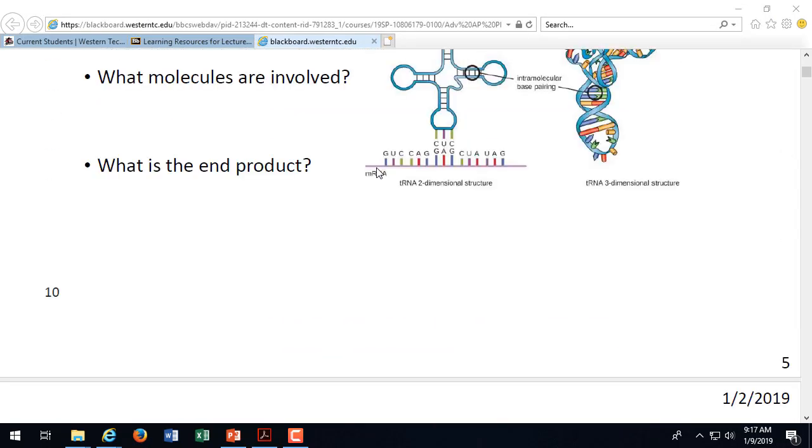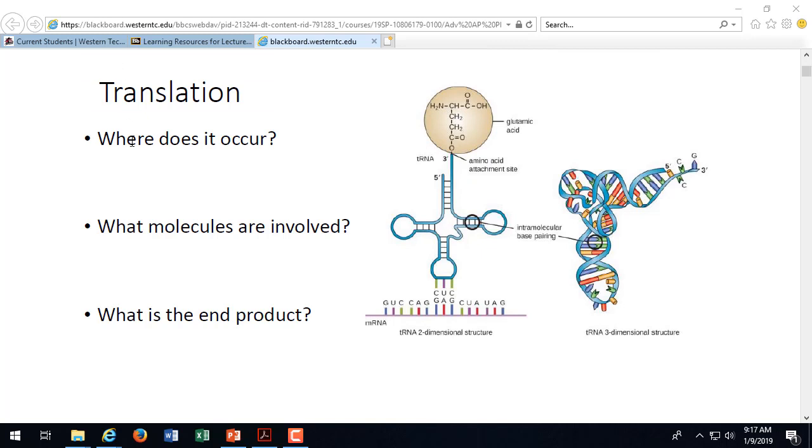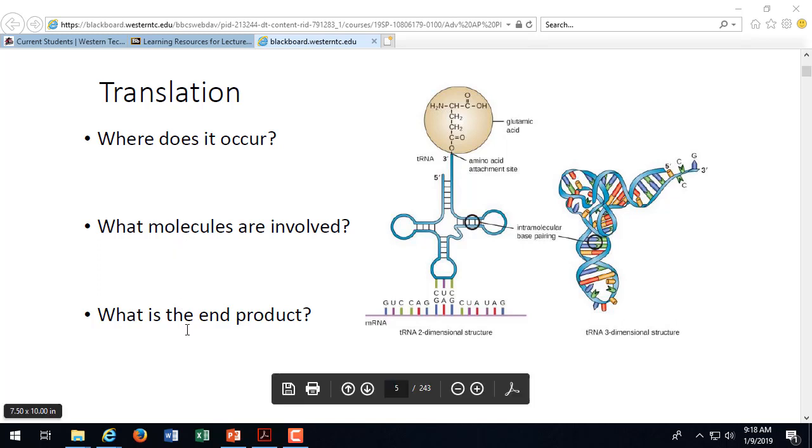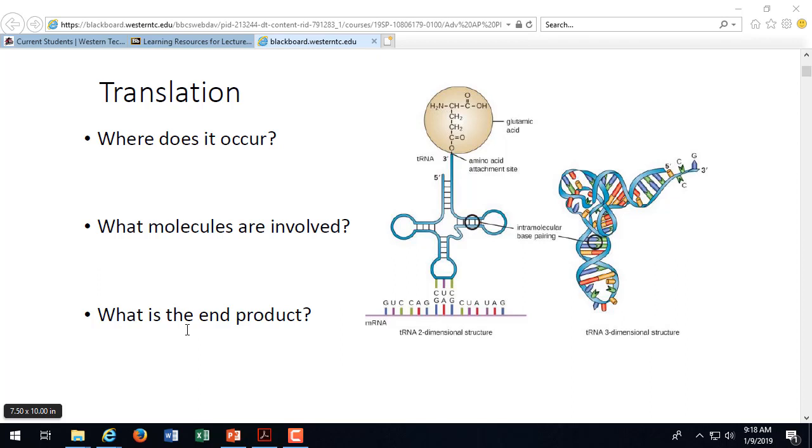translation occurs in the cytoplasm because we're at the ribosome. Transfer RNA, messenger RNA, and ribosomal RNA are required for translation. And the end product, what is the goal of translation, and transcription for that matter? What are we trying to get at through these processes? We're making a protein, a polypeptide, which will become a functional protein.